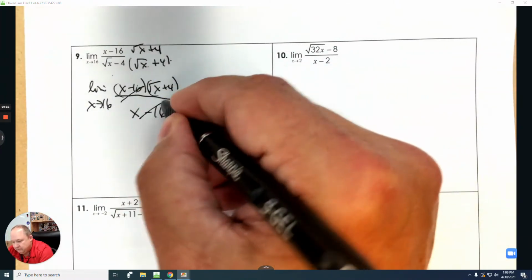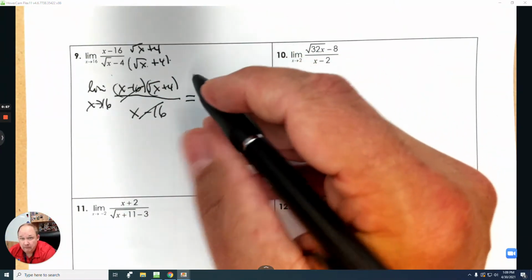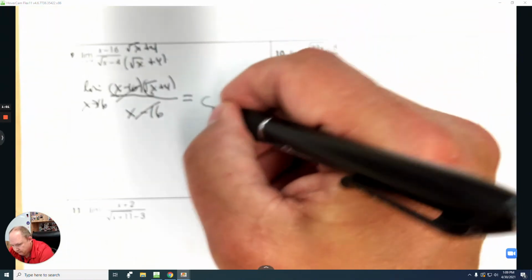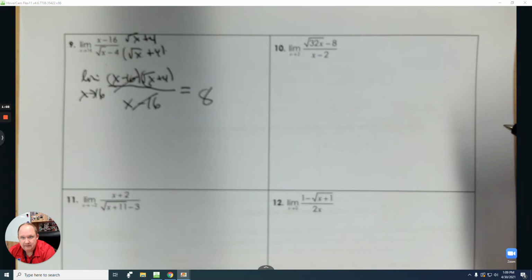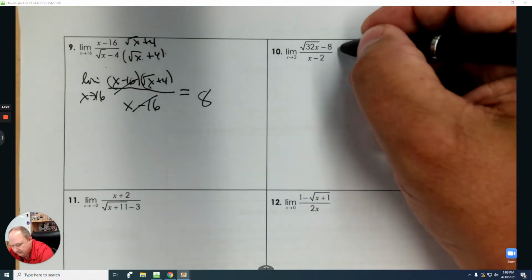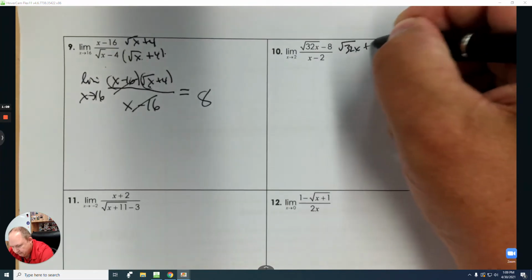Then the x subtract 16 is a removable discontinuity. Plug in 16 for x. The square root of 16 is 4 plus 4, and you can evaluate the limit. Oh, my camera. There it is. All right, we're going to use the conjugate again, plus 8.